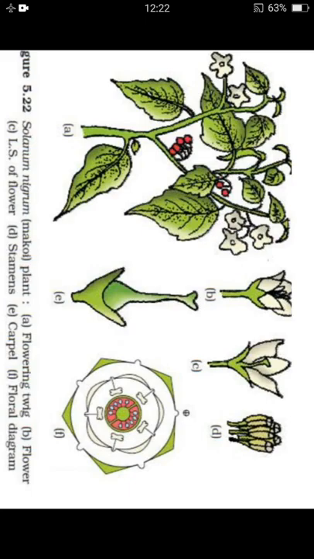Next, placenta is in swollen nature with many ovules. Placenta is just swollen in nature with many ovules. Ovules are attached to placenta. You can see in the diagram, placenta is just like spherical in structure. It is nothing but swollen. To that placenta, ovules are attached. Understood?